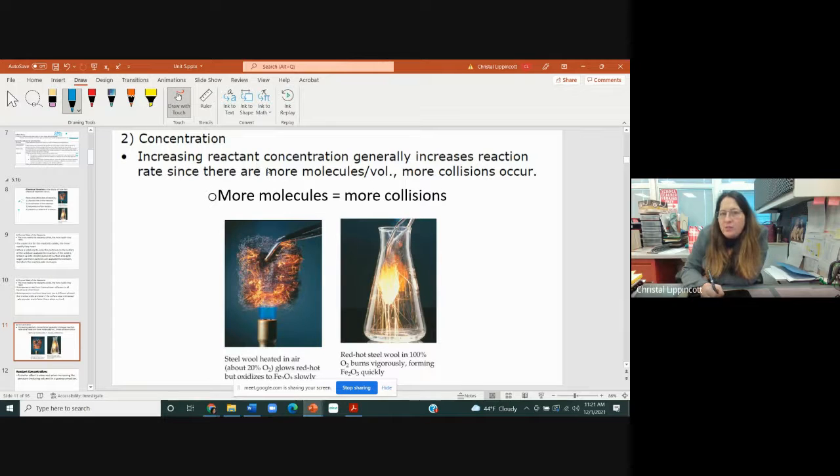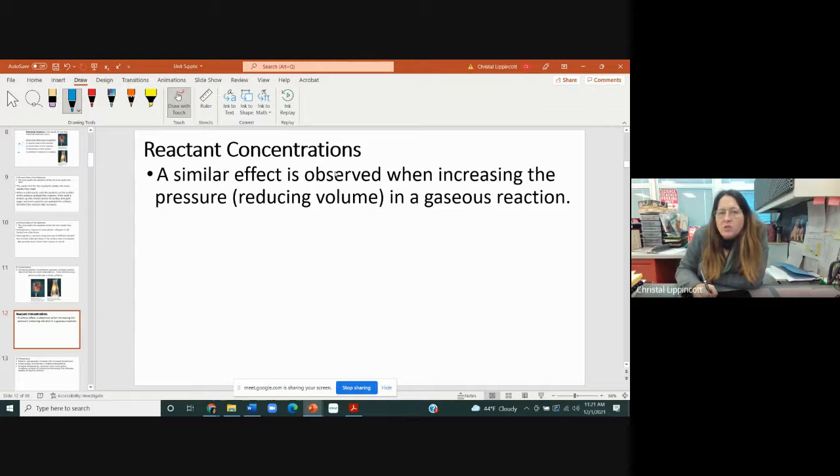Concentration then, increasing the reactant concentration is going to increase the reaction rate. So more molecules equals more collisions. And like I was saying, a good example of that is walking out in the halls. Okay, except for Allie, of course. A similar effect is observed when we increase the pressure, because we're reducing the volume. If you increase the pressure and you're dealing with gases, then that pressure is going to force the material closer together. It's going to reduce the volume and make it more likely to collide. Squeeze people into a smaller room, they're more likely to collide.